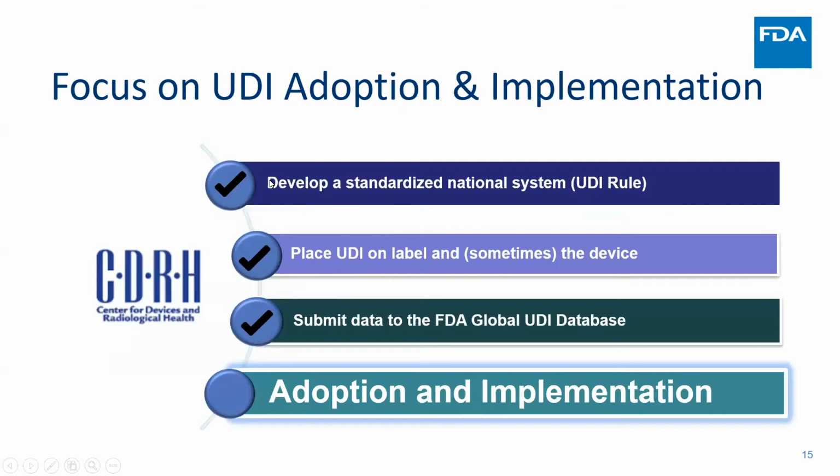So I think it's pretty evident, I hope, that the infrastructure has been laid for the UDI system. Now we have an established standardized system to identify devices. Thanks to, again, all the labelers for taking on the work to first of all come up with a UDI system, determine which system you want to follow out of the 3 issuing agencies we have, place the UDI on the label, and when necessary on the device itself, and you've submitted data to the FDA GUDID.